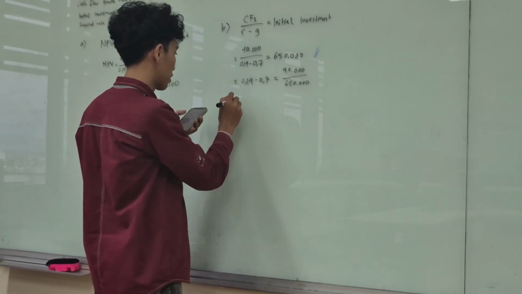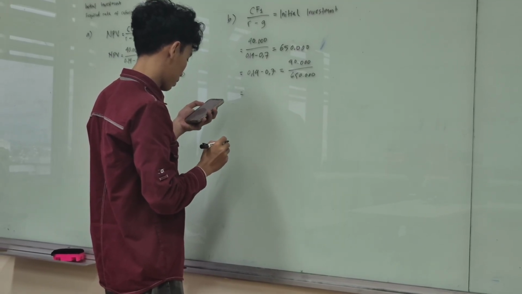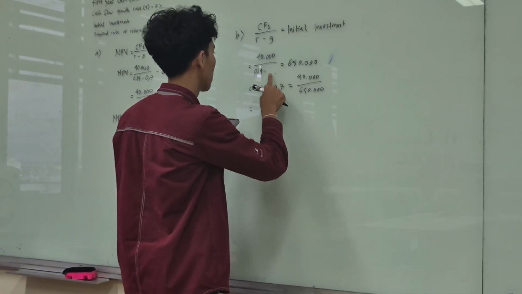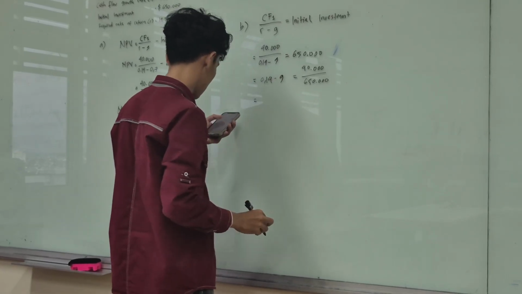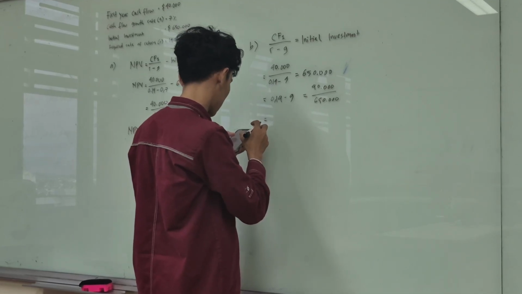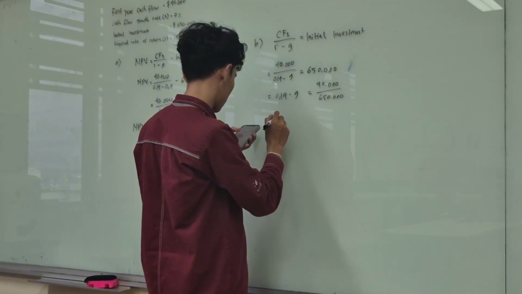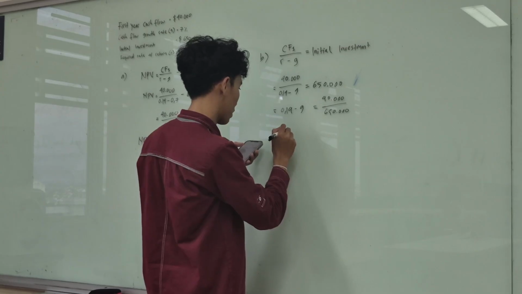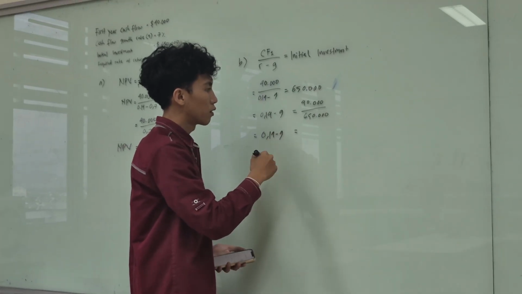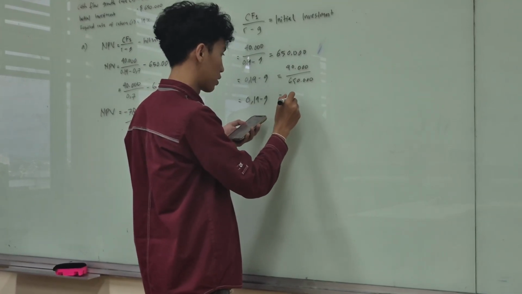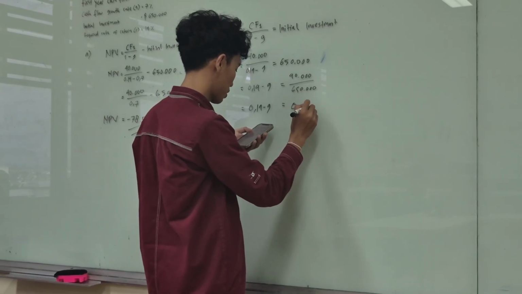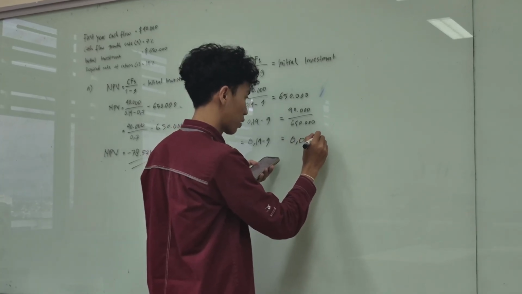Okay. The next step is, I will calculate 40,000 divided by 650,000. So the calculation is 0.061538.